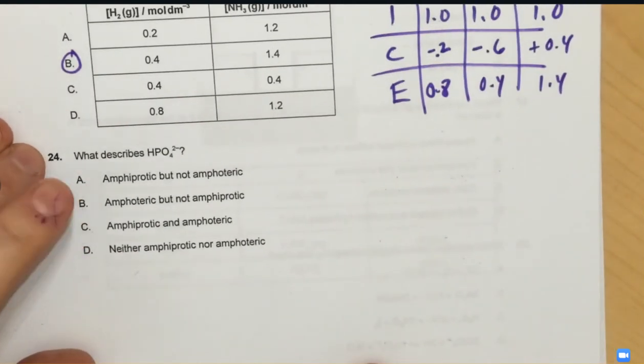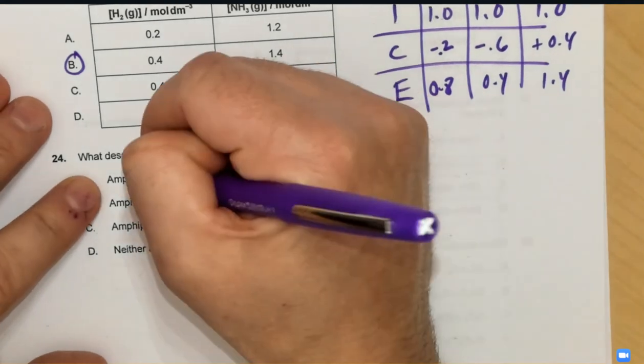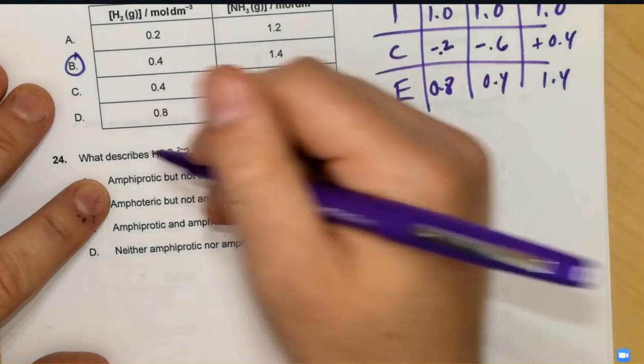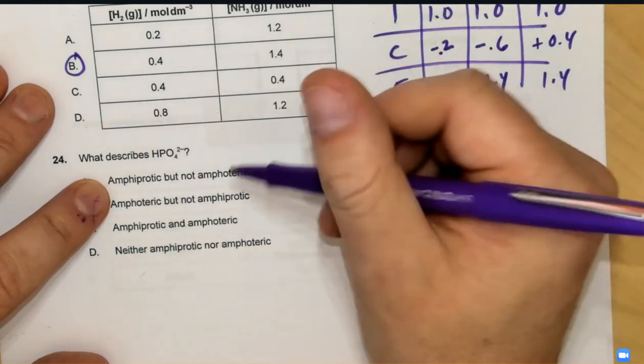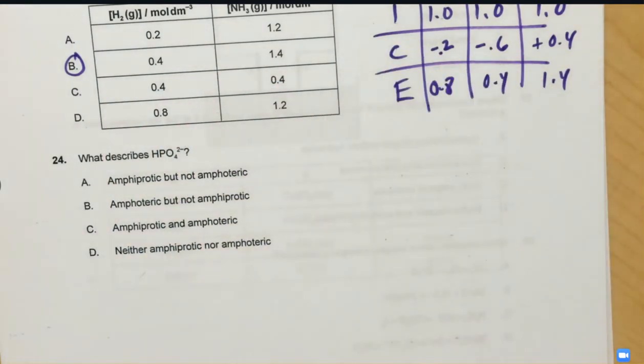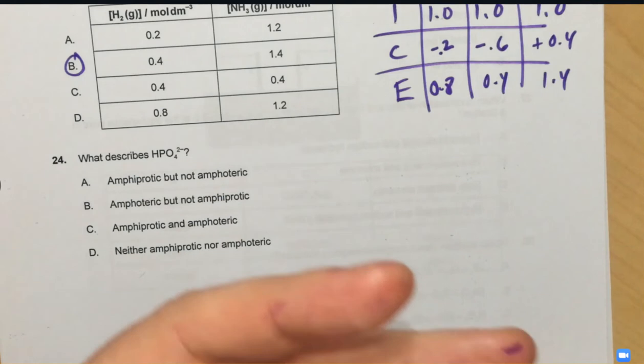What describes HPO4 2-? So remember, amphiprotic means you can either lose or gain a hydrogen, and amphoteric means that you essentially can be an acid or base. So if you take one thing that's amphoteric and mix it in water, you'll generally get a neutral solution because some of it becomes acidic, some of it becomes basic.